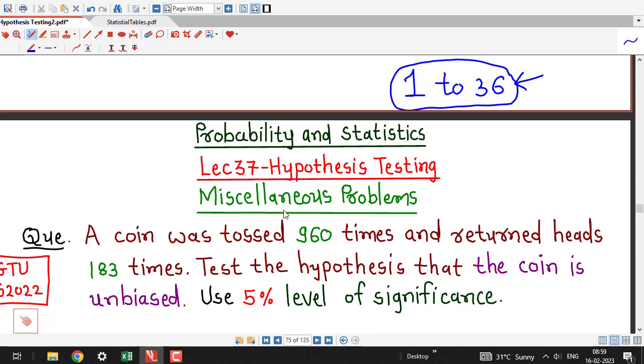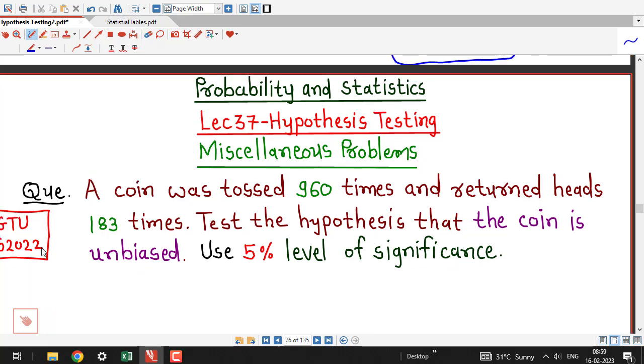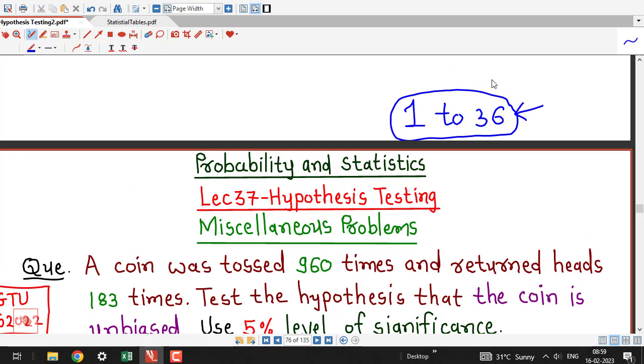So from this lecture onwards, we are going to discuss this type of problems in which we will decide which test is applicable and then we will solve the problem. Here I have taken this question which was asked in GTU Summer 2022 exam. Now before solving this question, the assumption is that you must have understood lecture number 1 to 36.